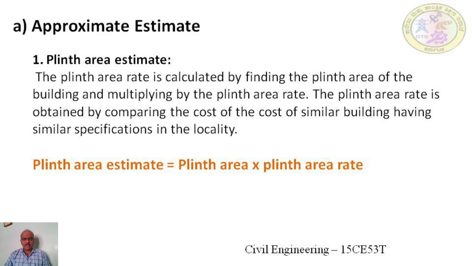Plinth area estimate. The plinth area estimate is calculated by finding the plinth area of the proposed building, taking the length and width of the building at the plinth level, and the plinth area is multiplied by the plinth area rate. The plinth area rate has to be obtained by comparing the cost of construction of a similar building having a similar specification in the same locality. The plinth area estimate is equal to the plinth area of the proposed building into the plinth area rate.